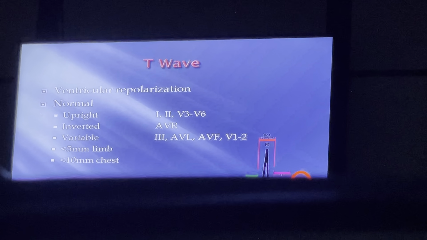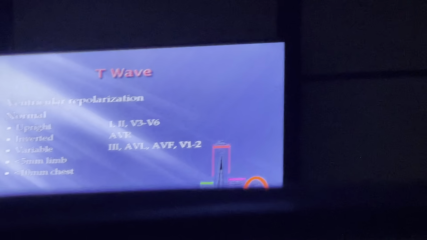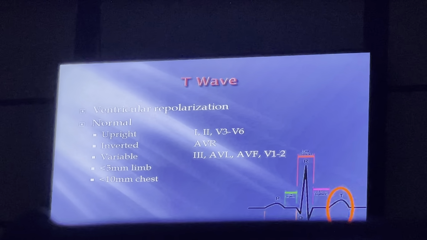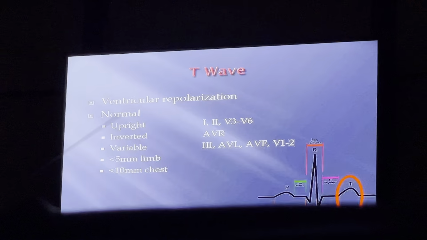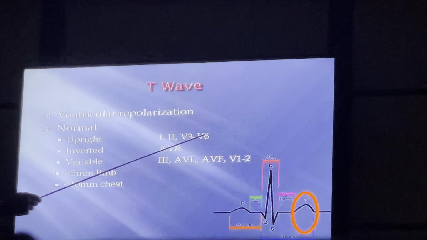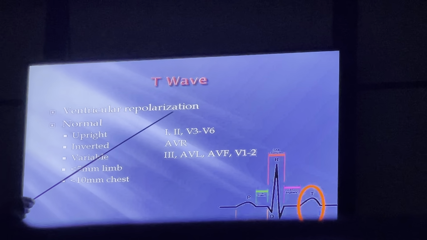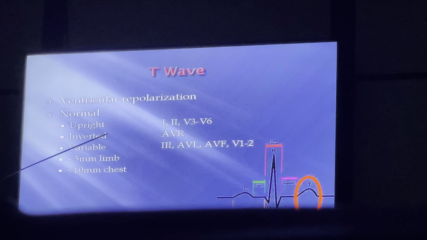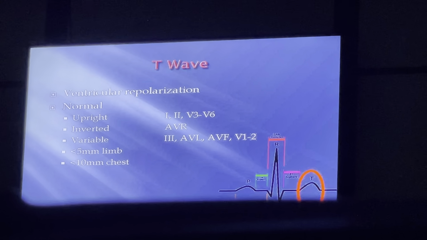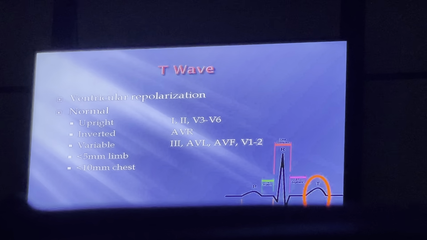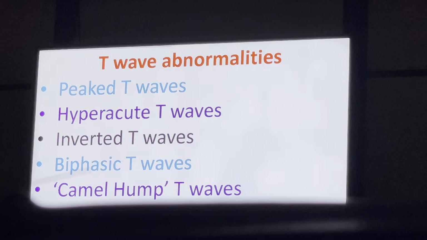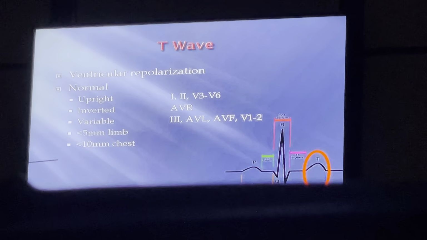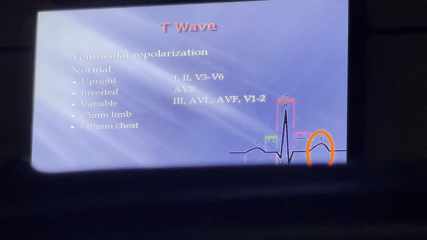Variable means normally may be inverted in these leads. Next, but not the previous one, normally they are not inverted in these leads. So if you see the T wave inverted in these leads, it means this is not normal. It may be inverted in those leads. Normally may be inverted in these leads.